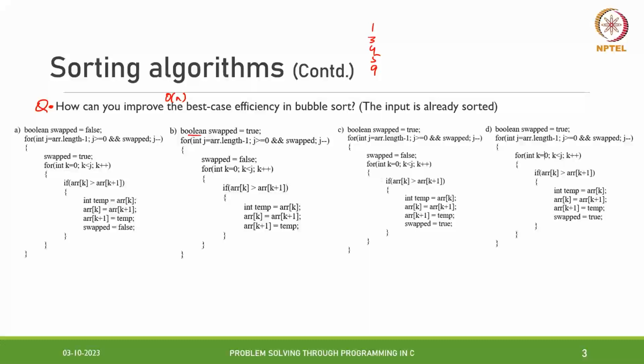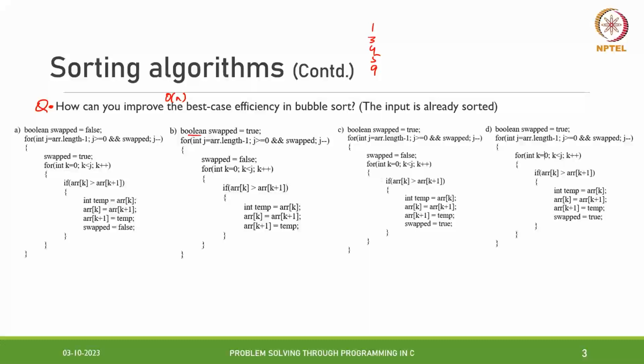And then with the and operation, we just add this swapped to the condition. In a for loop, if you remember from when we covered the for loop, this condition is always evaluated at the beginning of the loop, right? So if swapped is true, only then this loop will start. So the first option is definitely wrong, because if we have set the boolean to false, the loop itself won't start.